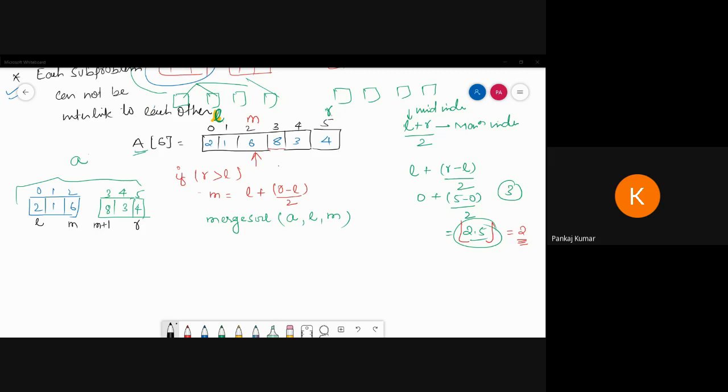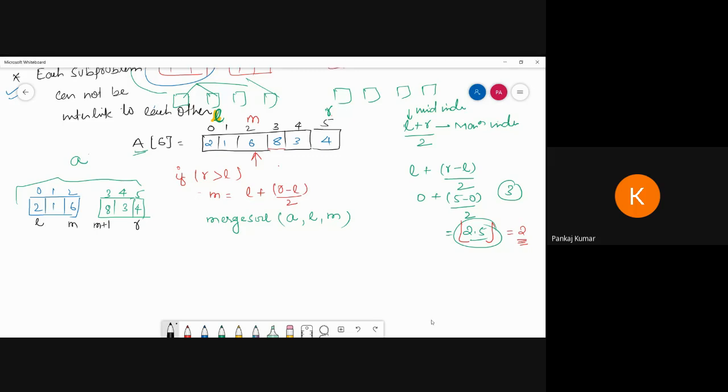How to divide the array? Is it clear? And how can you perform the operation? Is it clear? Please reply. Any doubt? Okay, no problem. So I can go forward.